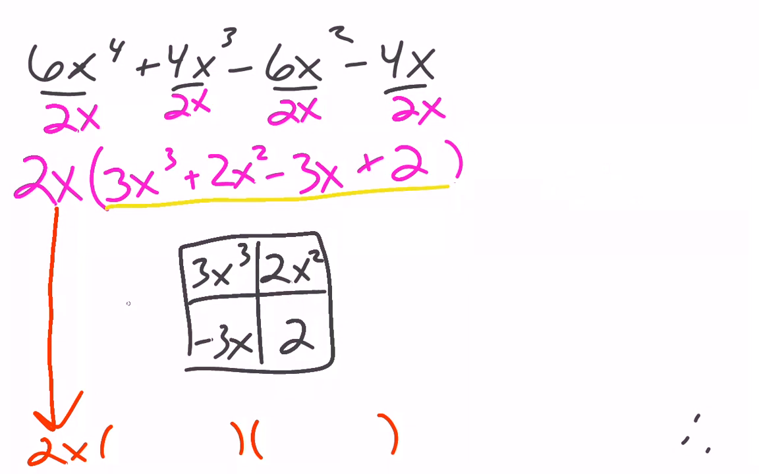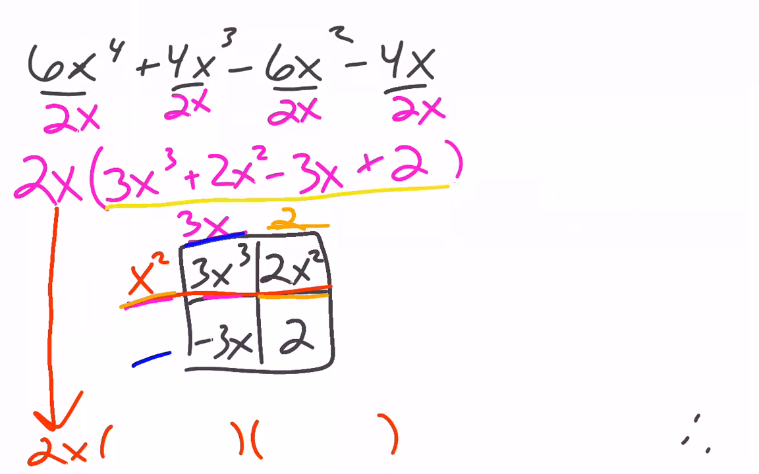So looking at my first row, nothing besides 1 goes into 3 and 2. So move to the variable. They do both have a variable. And I can take the lowest exponent, which is going to be just squared. Then let's fill in the top. What do I multiply to x squared to get 3x cubed? That would be 3x. What do I multiply to x squared to get 2x squared? That's 2.